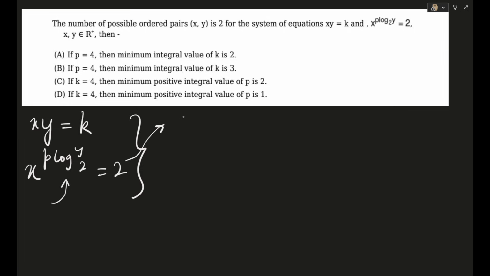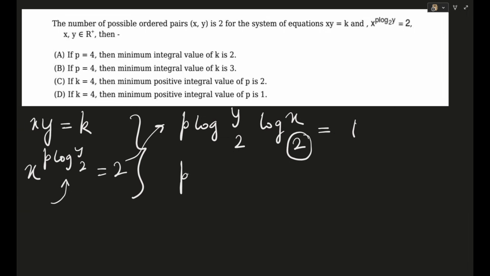So for that I will be taking log on both sides. So p log y base 2 will come down, and this is log x base 2. Be very careful, I am taking log to the base 2. Some people will take log to the base e. I am not taking log to the base e, I am taking log to the base 2, and the reason you will get in a few seconds. And the RHS obviously becomes log 2 base 2, which is 1.